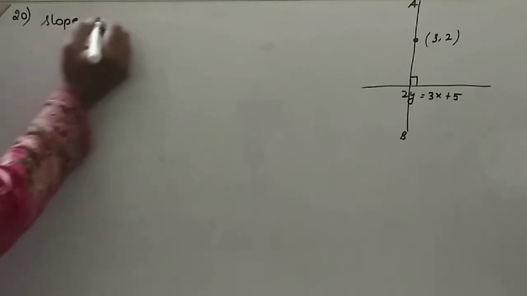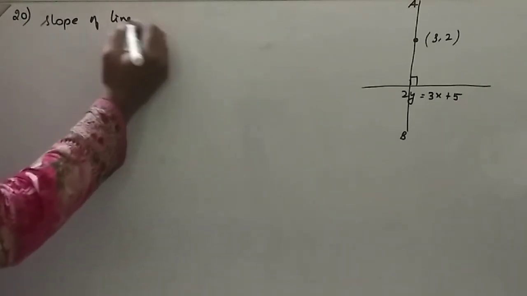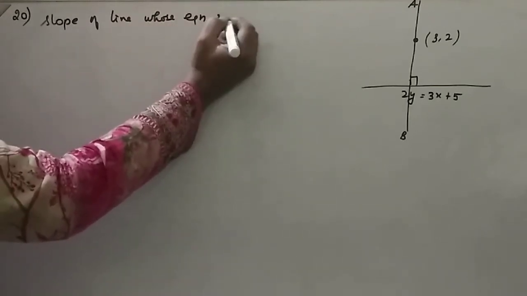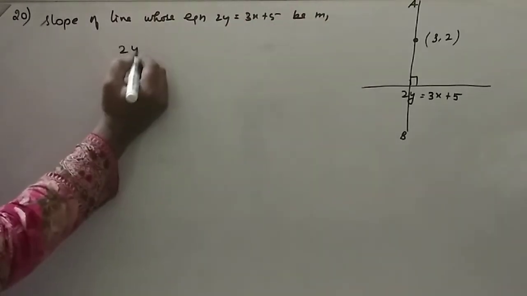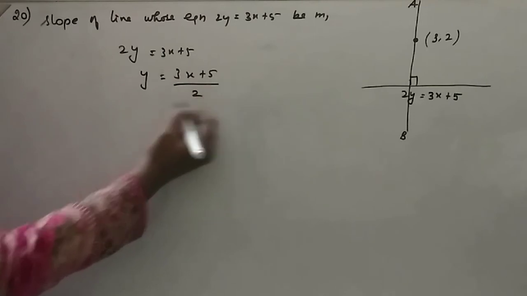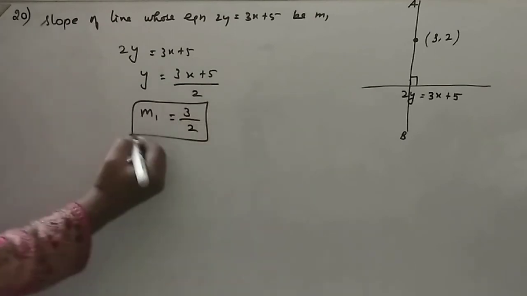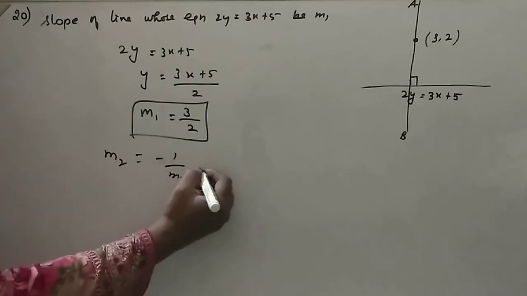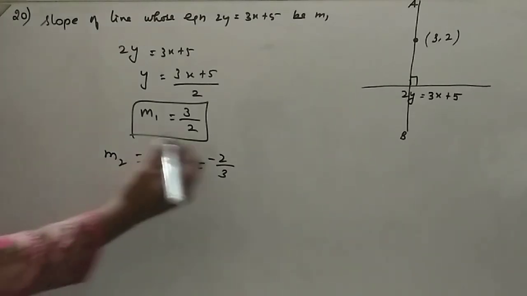Now, you have to write the slope of the line whose equation is 2y is equal to 3x plus 5, that is M1. 2y is equal to 3x plus 5, so y is equal to 3x plus 5 upon 2. Therefore, M1 is 3 upon 2. Next, M2 is equal to minus 1 upon M1, so you will get 2 upon 3 with a negative sign. So, we got M2.